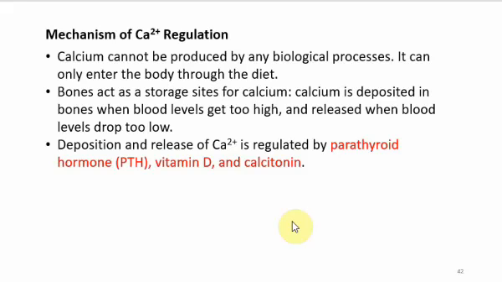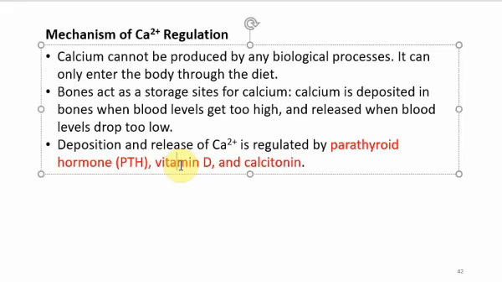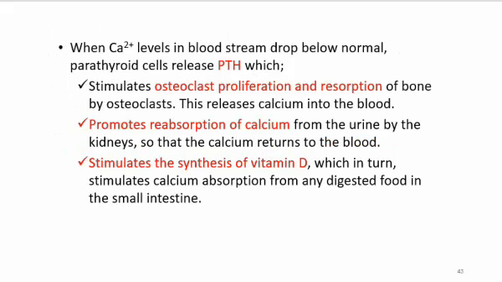Now, how is calcium regulated? There are two basic hormones which play a key role in calcium ion regulation. These hormones are called the parathyroid hormone or PTH and calcitonin. But besides these two hormones, we also need vitamin D for regulation of calcium ion concentration in the body. Now let's see what happens when there's a drop of calcium ion concentration in the body, or a condition of hypocalcemia.